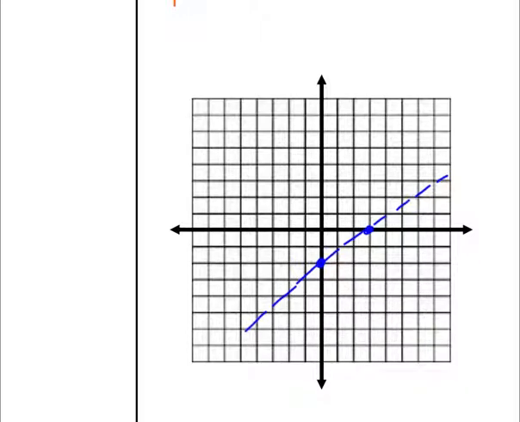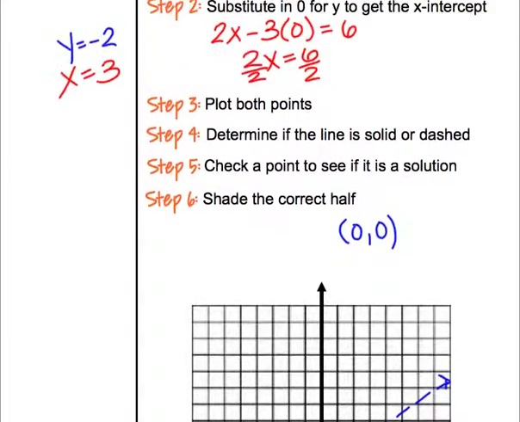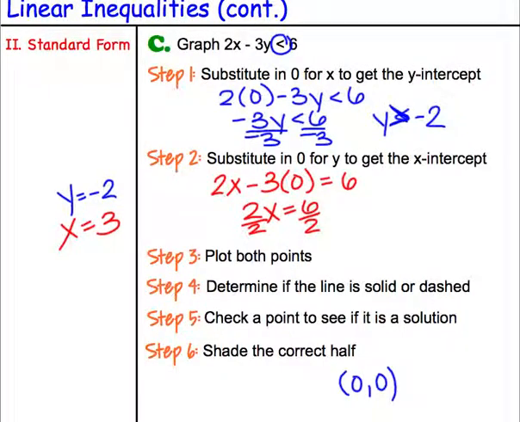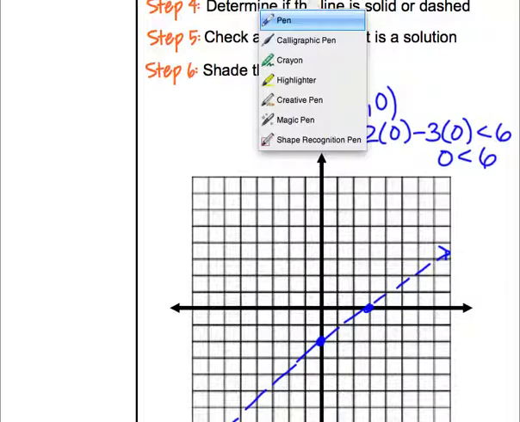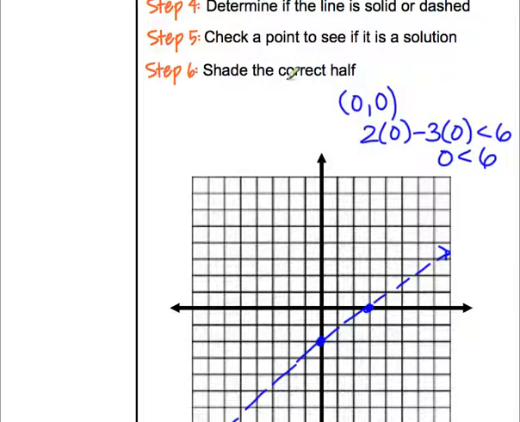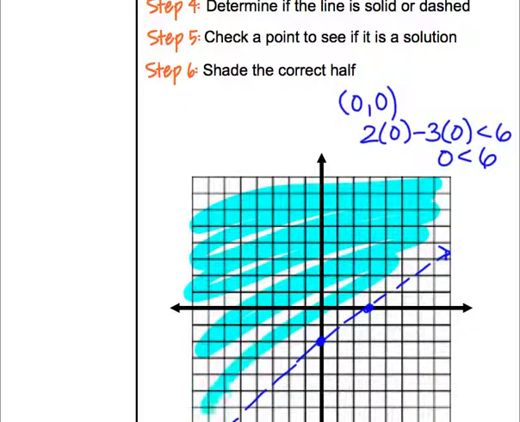I would encourage you to use a ruler for this. And if we go ahead and check our point, I'm going to use 0, 0, because it's going to make my life a whole lot easier. So we have 2x minus 3y is less than 6. So 2 times 0 minus 3 times 0 should be less than 6. Well, 0 minus 0 is 0. 0 is less than 6, which means when we highlight and shade, it's going to be all of this here. I'm going to do a quick shading just for time's sake.